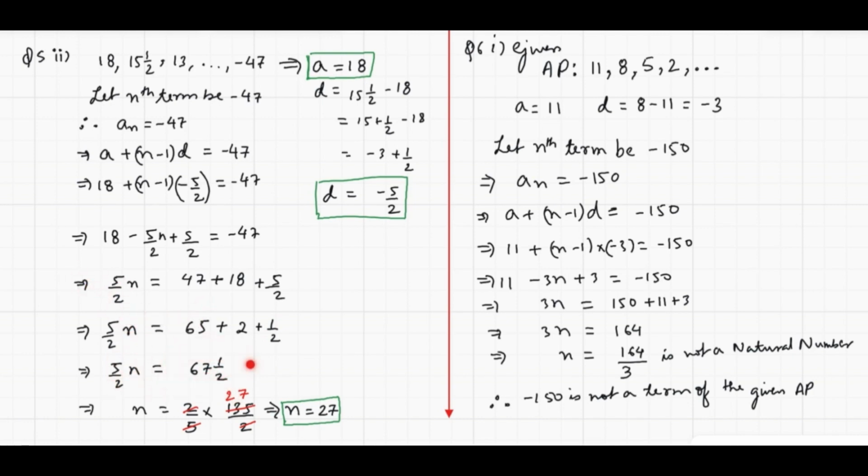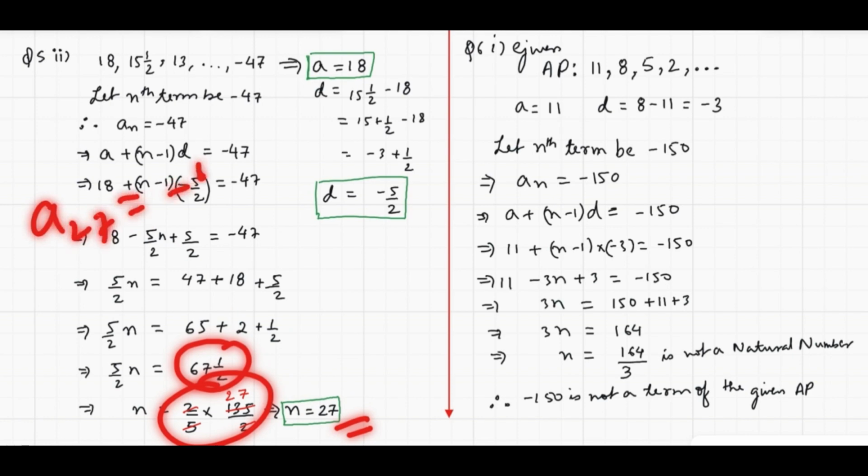Hence n will be equal to 67.5 divided by 5 by 2, or multiplied by 2 by 5, where 67.5 is 135 by 2. Simplifying it, we will have n is equal to 27. That means A27 is equal to minus 47 in this AP.